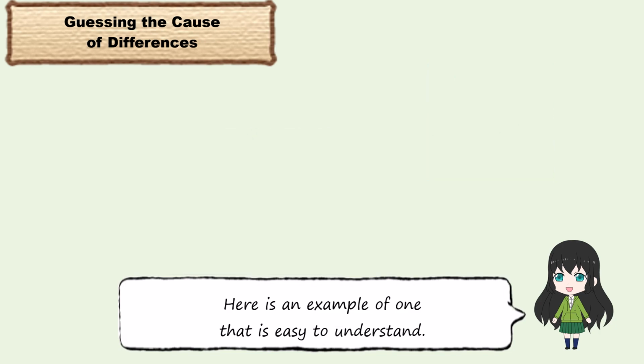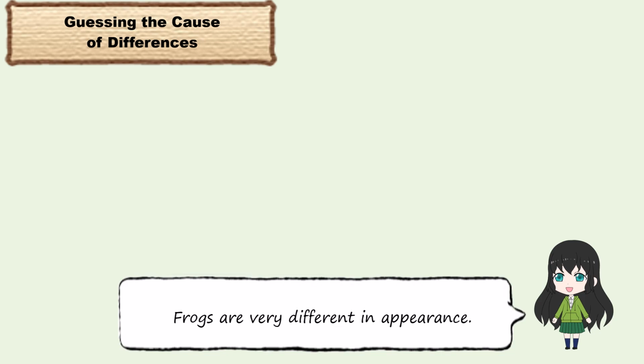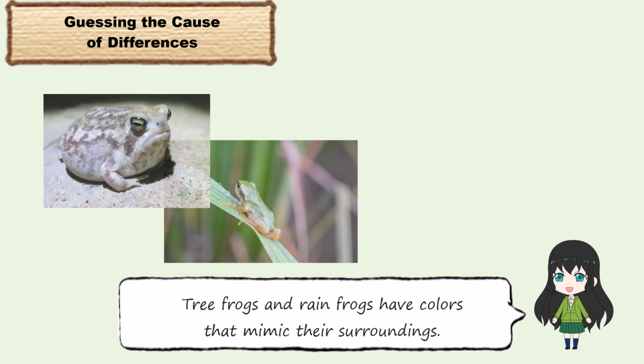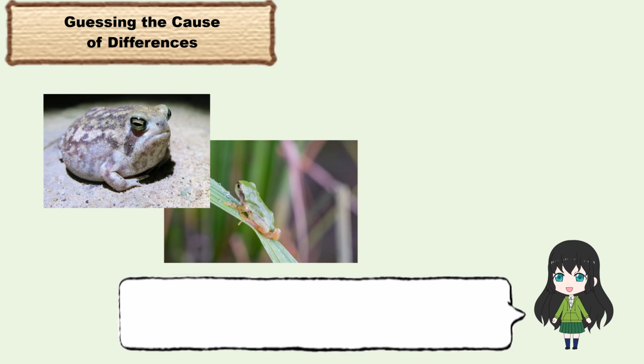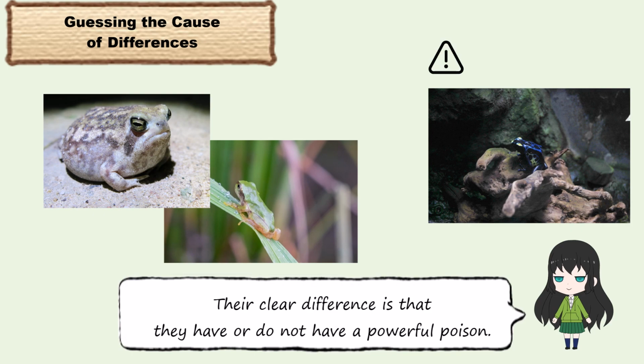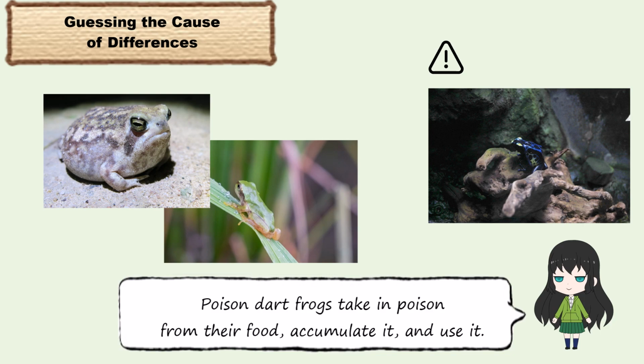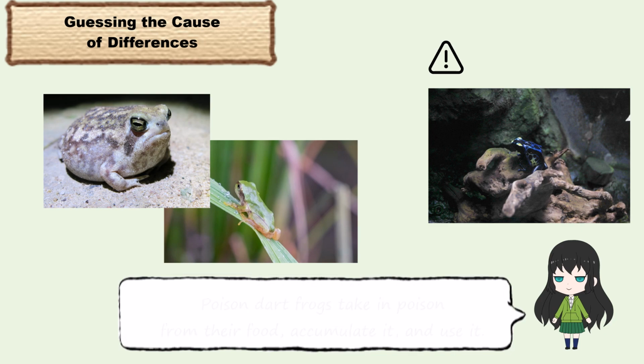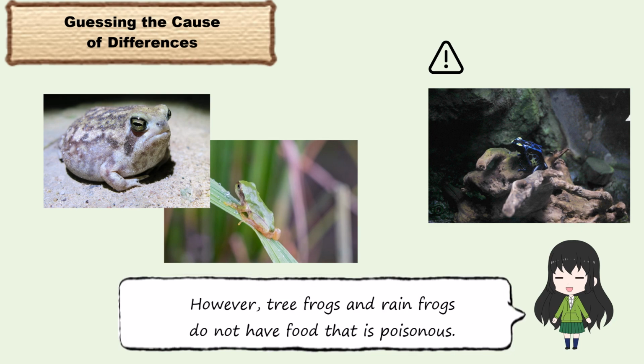Here is an example of one that is easy to understand. Frogs are very different in appearance. Tree frogs and rain frogs have colors that mimic their surroundings. In contrast, the poison dart frog has flashy colors. Their clear difference is that they have or do not have a powerful poison. Poison dart frogs take in poison from their food, accumulate it, and use it. However, tree frogs and rain frogs do not have food that is poisonous.